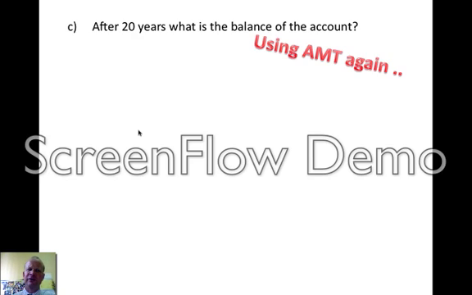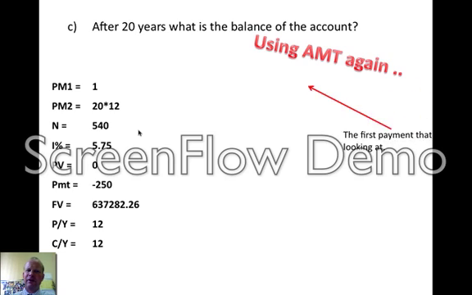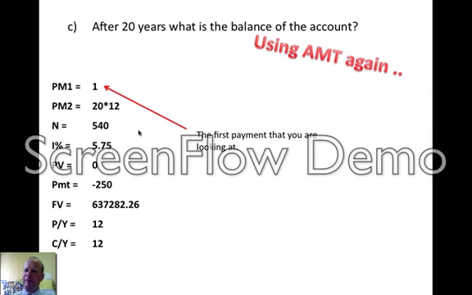Next part of the question says, after 20 years, what is the balance? So how much money have you actually got in that account after 20 years? You might want to stop it and do something else, but you'd like to know how much you've got there. Once again, amortization. Payment 1, payment 2, N, I, PV, payment, future value, payments per year, and compounding periods per year. Fill in what you got. First payment is the one you're looking at. So PM1 is 1. It starts at the beginning years and goes up to 20 years.